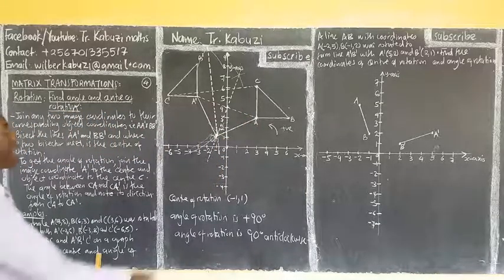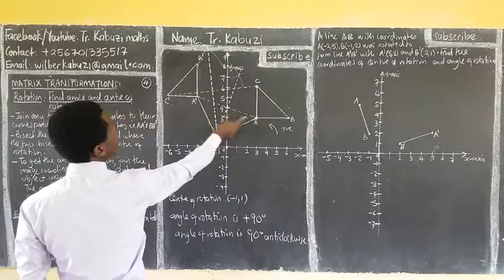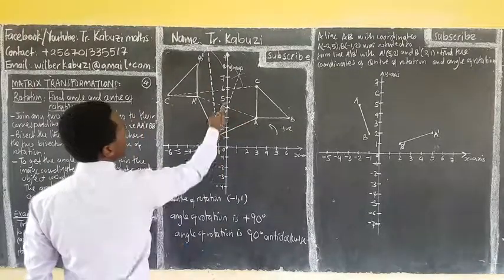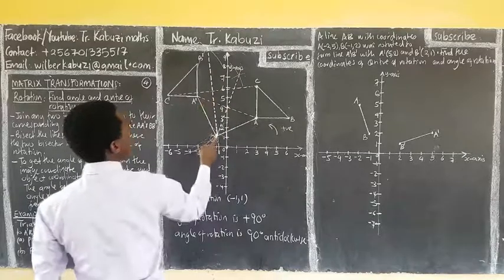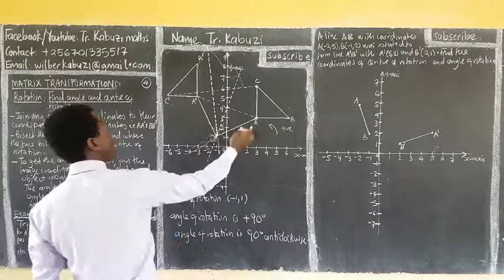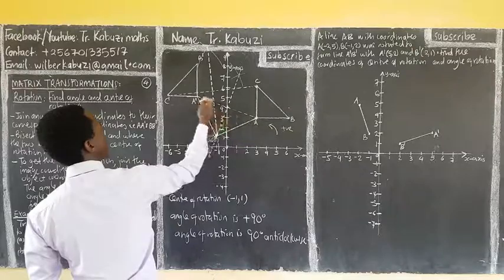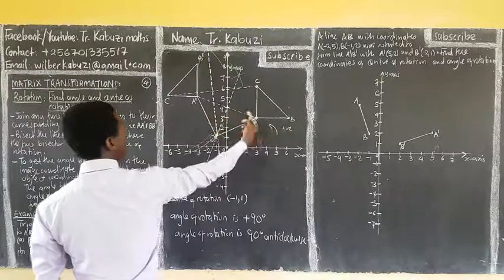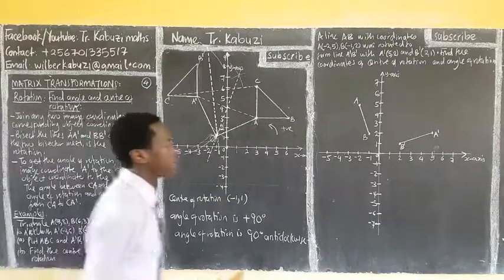So repeat the idea: join 6C, bisect it, then join 8A, bisect it. Where the two bisectors meet, read off this point. Then for the angle of rotation, we start from the object. From the object to this, it was going anti-clockwise, so it's positive. As simple as that. Let us now move to this.